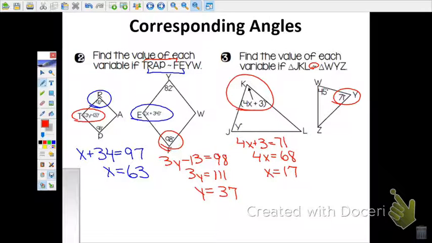And then I need to find angle y, which is angle J. What corresponds with angle J? Angle W. So y equals 45. So even though our polygons are a different size, because they are similar, the corresponding angles are going to be congruent.